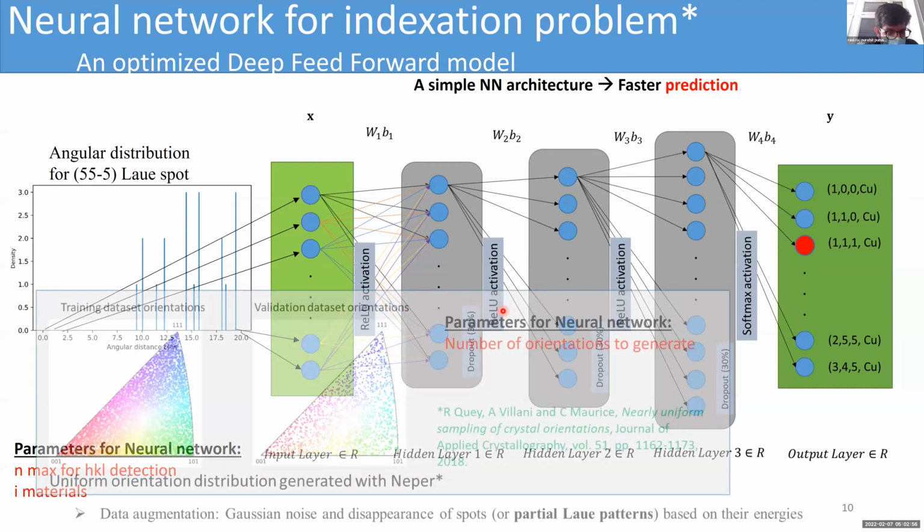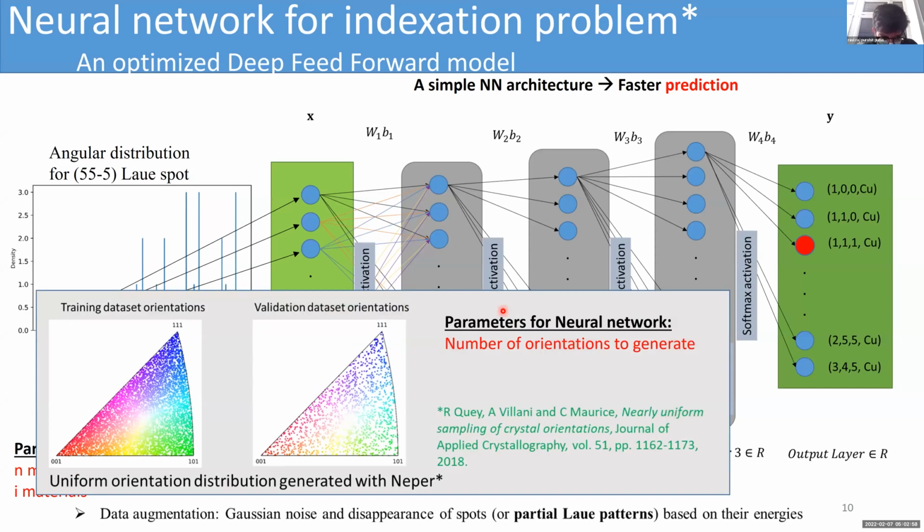And the other parameter is that since we want to explore also the complete orientation space, we can generate a uniform distribution so that we make sure that the neural network has seen all different types of orientations. Then we do the classical splitting of creating a training data set and a validation data set that don't overlap. And this is also a parameter that you can input while you're training your neural network, that would be the number of orientations that we would like to generate.